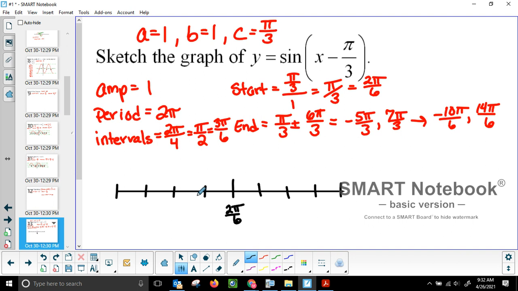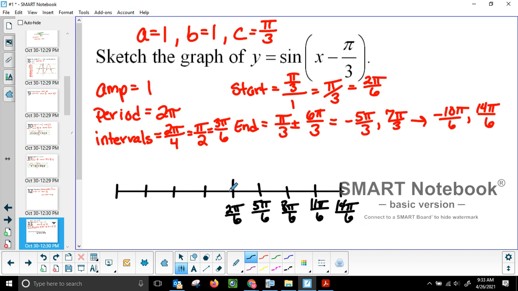All right, now the distance between each one of these tick marks is our interval, right? So that's 3 pi over 6. So as I go to the right, I have to keep adding 3 pi over 6. So this would be 5 pi over 6, 8 pi over 6, 11 pi over 6, and 14 pi over 6. Now, if you did everything correctly, it should match up with this end. This is where I'm going to end here. 14 pi over 6, it does, so I'm good.